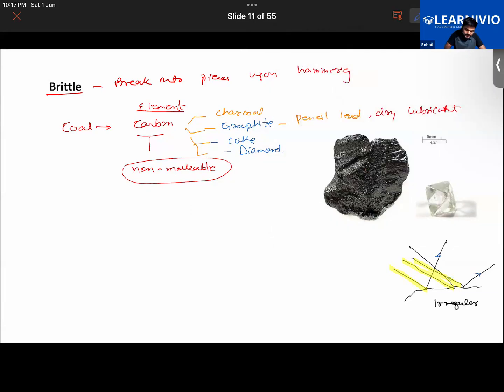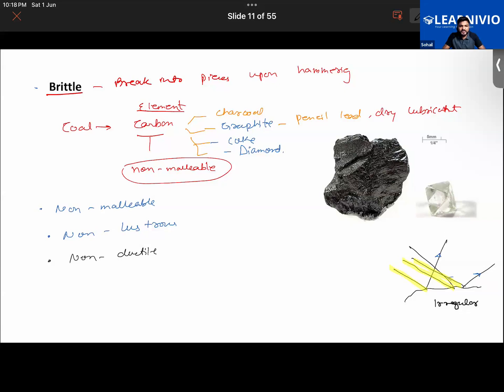So apart from being brittle, we get to know that they are non-malleable, meaning that they cannot be beaten into thin sheets. Further, they are non-lustrous. Are they going to be ductile? Obviously not. They can't be drawn into wires. So they are non-ductile.